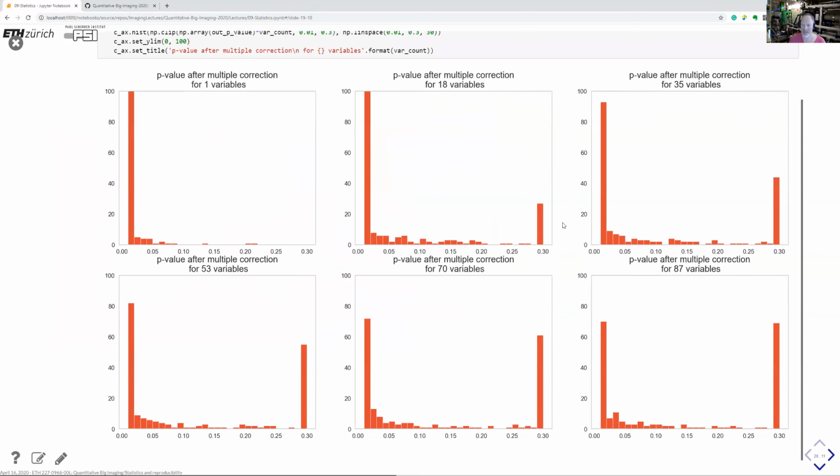So let's see if I can make some more space here. Yep. So with this, you can see here that if we have one variable and do this multiple correction, well, divided by 1 doesn't make a difference. So the p-values are usually in the low range here. But if we have one deviating variable out of 18, you can see that something is happening out here. And that goes on for even more. When we have more variables, the effect of the deviating variable is getting stronger and stronger. And at the end, it's pretty strong out here at 87 variables. So a single variable that deviates and is biased actually comes out pretty clearly.